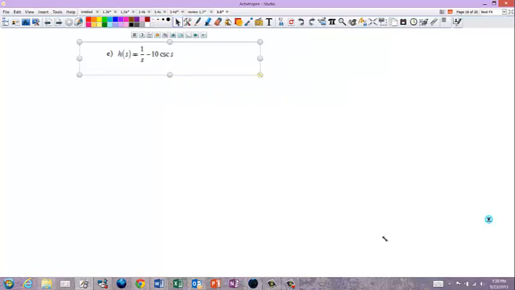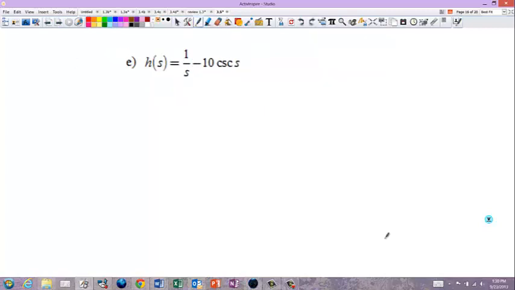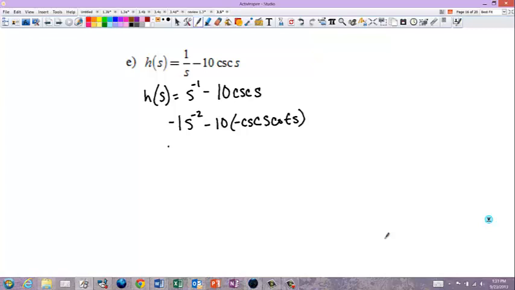E. I'm going to rewrite this as s to the negative 1, so I do not have to use my product rule. Cosecant of s. So it'd be negative 1 s to the negative 2 minus 10. The derivative of cosecant is cosecant cotan, but it's negative, so times negative cosecant cotan. So it would end up being plus cosecant of s. I hate using s, cotan of s.